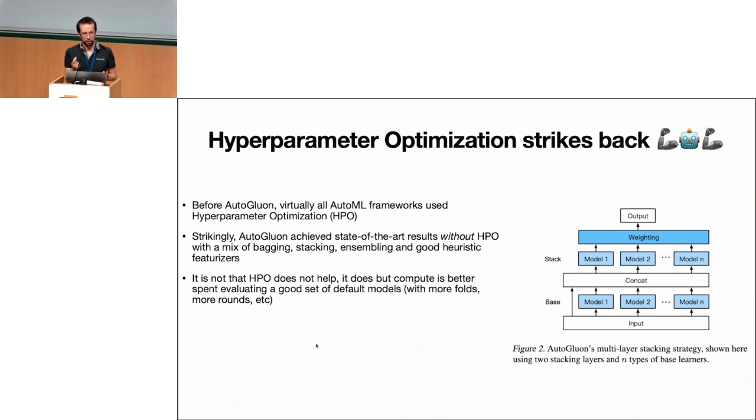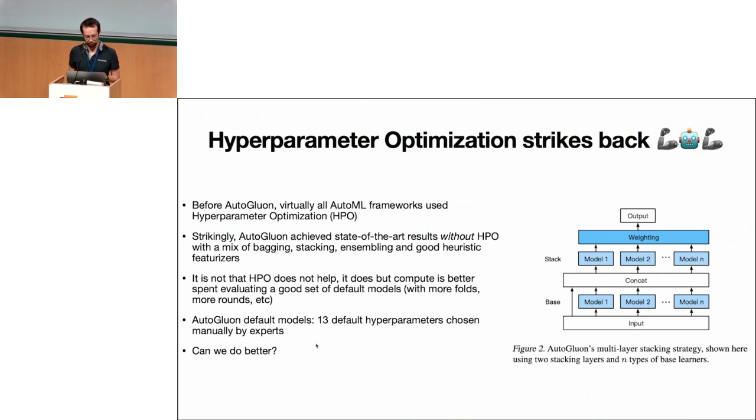But it's not that HPO does not help, it's just that it has a compute cost, and this compute cost is actually better spent on bagging, stacking, and ensembling, or training more models. But still, AutoGluon has something like 13 default models, and they are manually picked. And now the question is, can we do better? And yes, we can learn the defaults with pre-computed results.